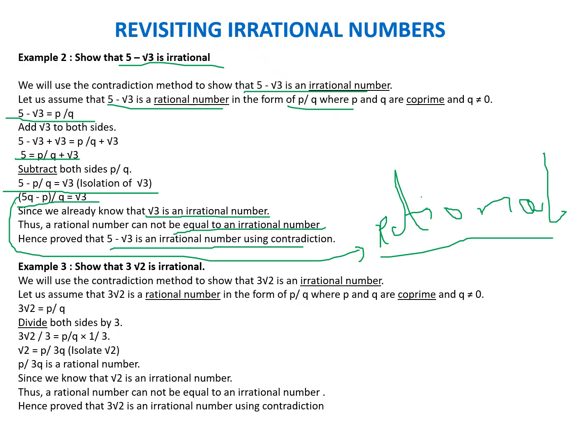Likewise, we have an example: show that 3 root 2 is irrational. We will use the contradiction method here. Let us assume 3 root 2 is a rational number. We can present it in the form of p by q, and then we'll divide both sides. Again, the logic here is that we have to isolate root 2. Which means that we have to keep root 2 on one side, and the rest of the equation on the other side. So here we are saying that root 2 is equal to p by 3q. P by 3q is a rational number, but root 2 is an irrational number, and hence they contradict each other, and hence 3 root 2 is an irrational number by contradiction.